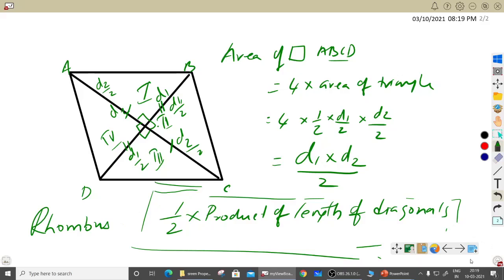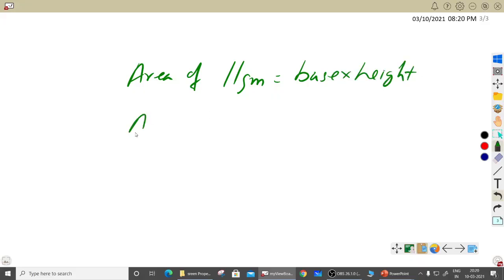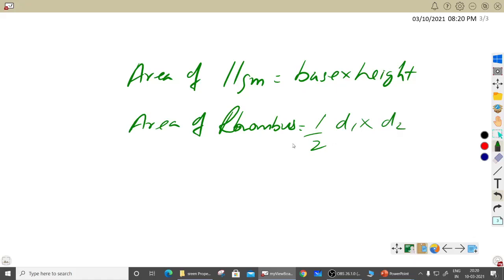So what you studied in this video is two things. One thing is that the area of a parallelogram is calculated by base into height, and the other thing, the area of a rhombus is calculated by the formula half into d1 into d2, where d1 and d2 are diagonals.